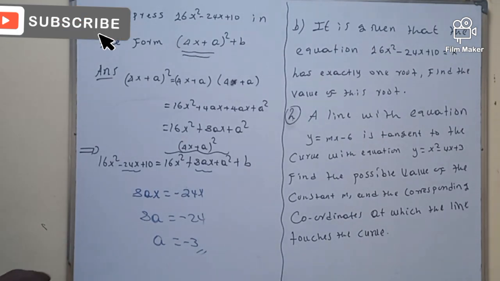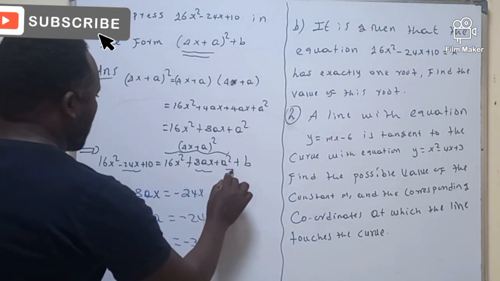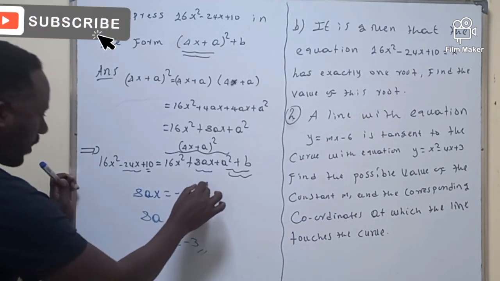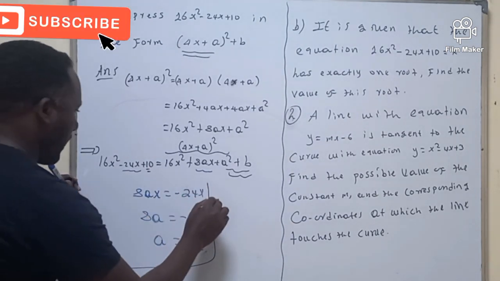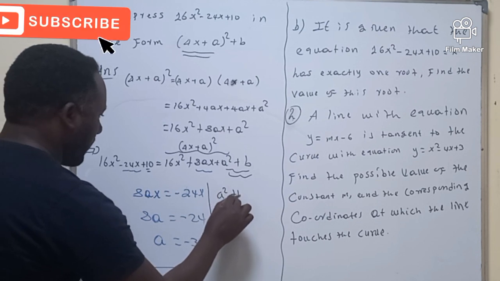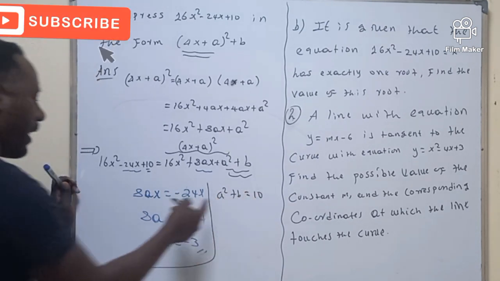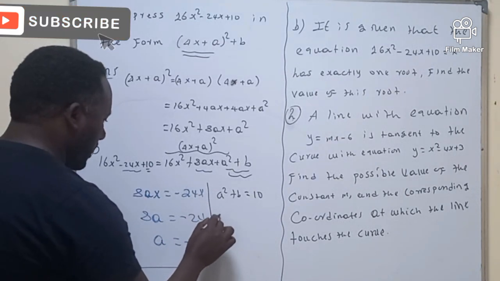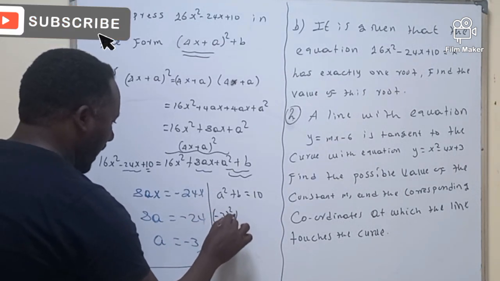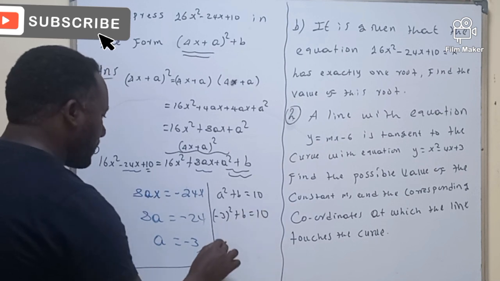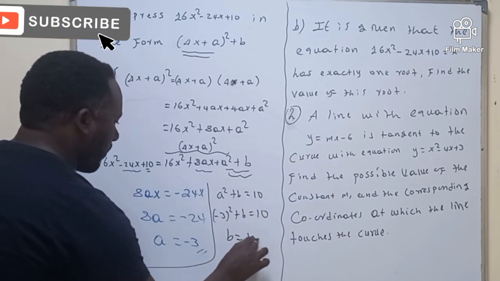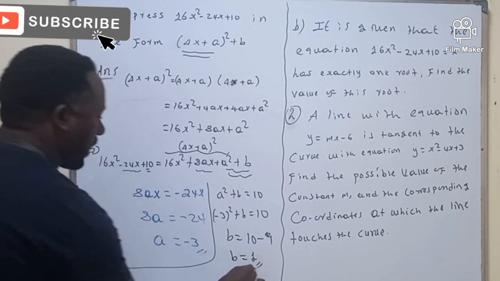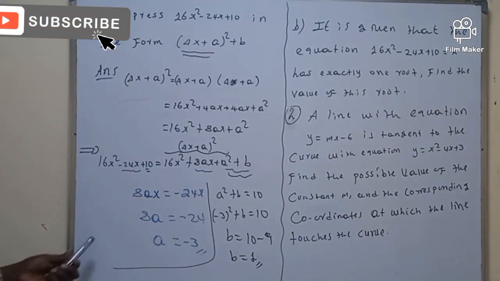Now, in order to find the value for b, this constant should be equal to the constant of this one. Then we have a squared plus b should be 10. And a is already from here negative 3. That is negative 3 the whole square plus b, which is 10. Then b will be 10 minus 9, and b is going to be 1. This is how we are going to find the values for a and b.